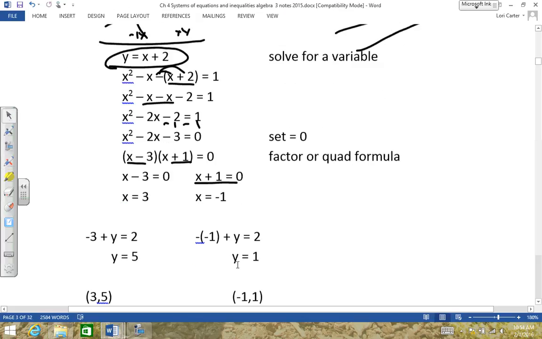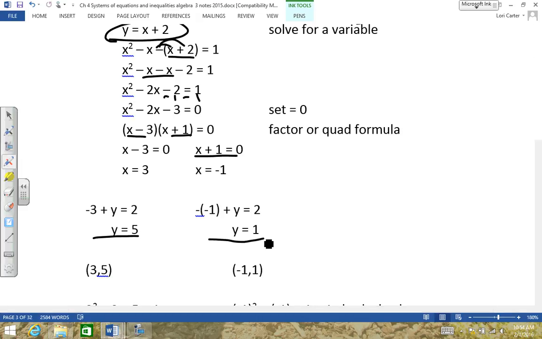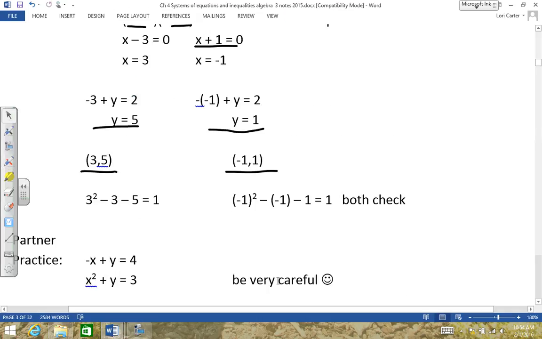We have 2 points. You must plug them both in. So now I have y equals 5 and y equals 1. Everybody good there? Just plug it into your original equation. So those are the 2 points where this line intersects that parabola. So your answers are (3, 5) and (-1, 1). Good? We're going to have to graph these two, but right now it's just substitution. You can check your answers to make sure they both work.